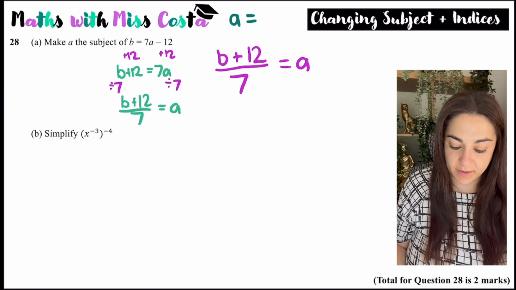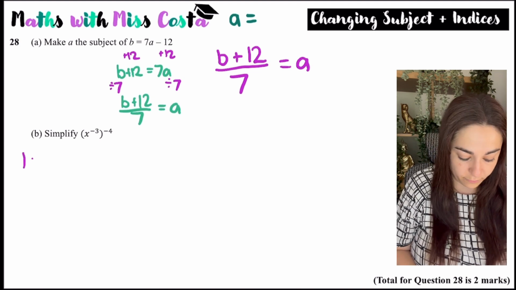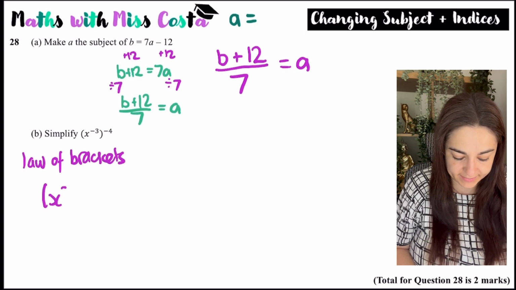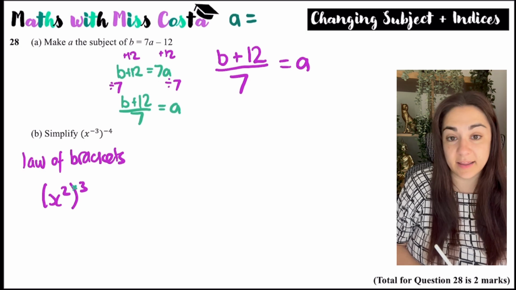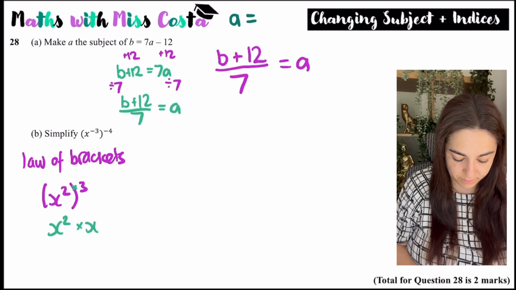Next, we've got some indices. So what's really important is that you know the law of brackets. So the law of brackets is when you've got indices that are in brackets, let's say it was x squared to the power of 3, what you do is you multiply the powers. And the reason for this is because what does this mean? Well, x squared to the power of 3 actually means this.